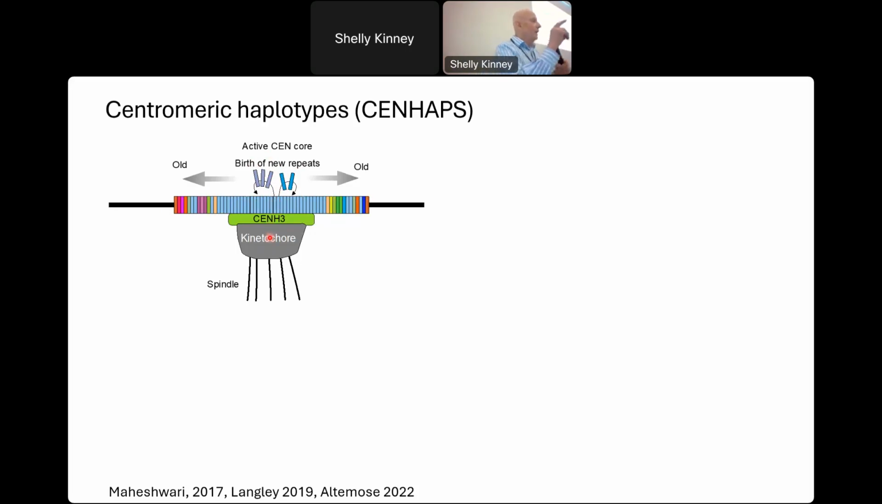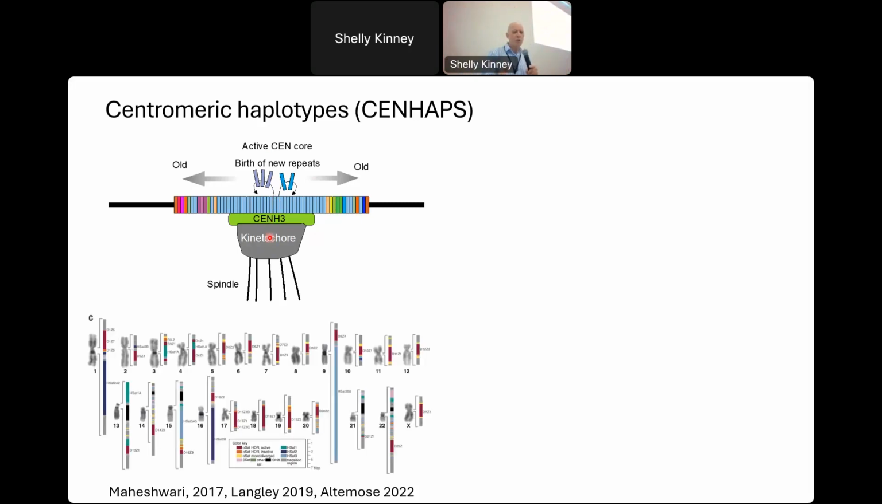Now this happens apparently centromere by centromere, which means that they evolve independently of each other and form distinct centromeric haplotypes. And here's the human genome. You don't see clearly what I'm pointing out, but there are centromeric haplotypes. These were described by my colleague Chuck Langley and his lab at Davis. And that's what they form. It tells you that those repeats have been sitting on those centromeres for a long time.